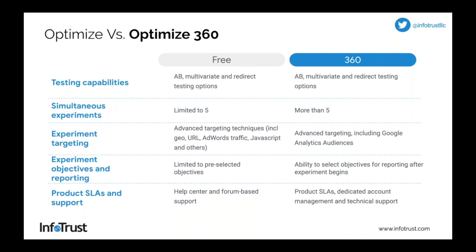For experiment objectives and reporting, for the free version, you're limited to pre-selected objectives, meaning at the beginning of the experiment, you have to choose the specific objectives, and those are the only objectives that you'll receive the reporting for. And with the 360 version, you have the ability to select additional objectives for reporting even after the experiment begins to get that full statistical analysis.